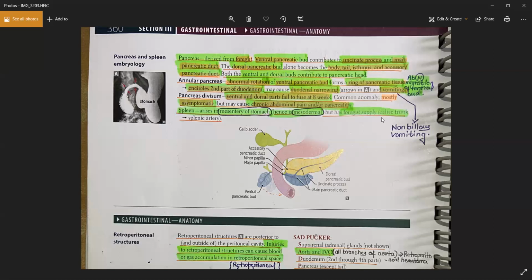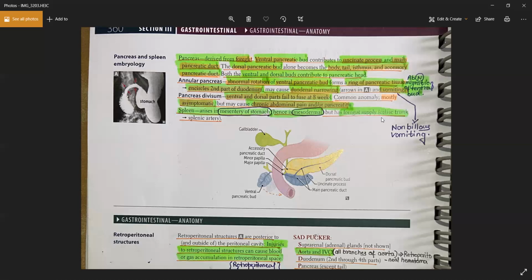Okay, so if you encounter a baby who is having a non-bilious type of vomiting, abdominal distension, okay, so you can think about the annular pancreas also. Okay, if in the scenario they didn't describe any kind of visual peristalsis or any kind of olive mass, which is for hypertrophic pyloric stenosis, then you can also think about the annular pancreas. Okay, in this case, you will get the non-bilious vomiting.